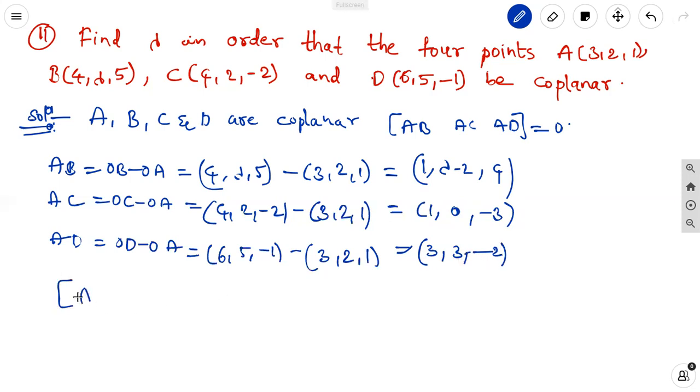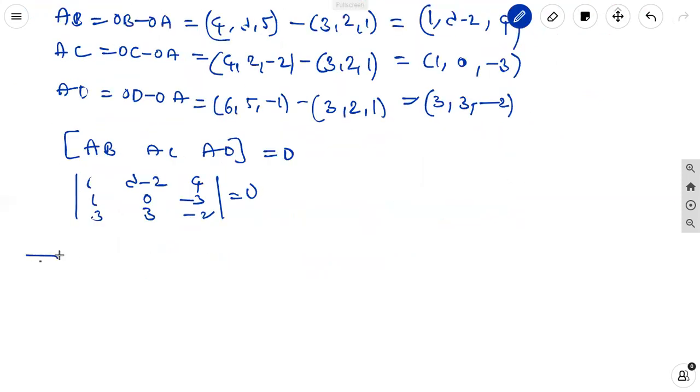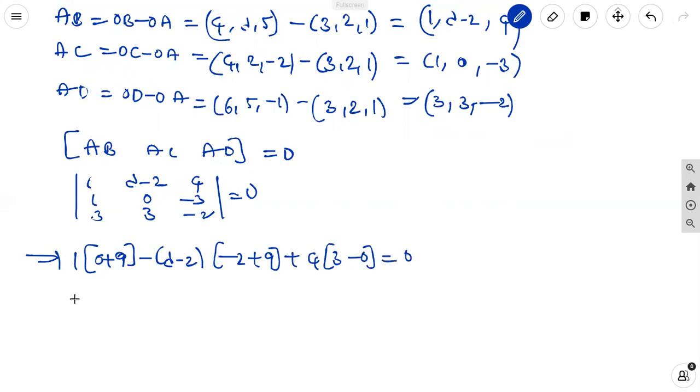Now we can take the volume of AB, AC, AD equal to 0. Then the determinant 1, lambda minus 2, 4; 1, 0, minus 3; 3, 3, minus 2 equal to 0. Find out the determinant: 1 into (0 minus (minus 3)(3)) is 9, minus (lambda minus 2) into (minus 2 minus 9), plus 4 into (3 minus 0), equal to 0.